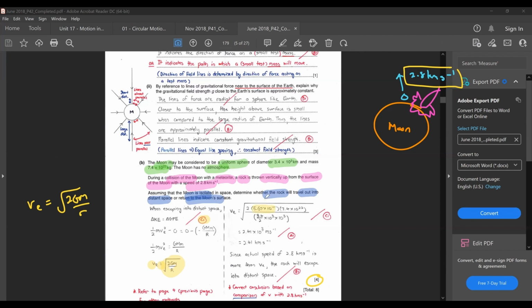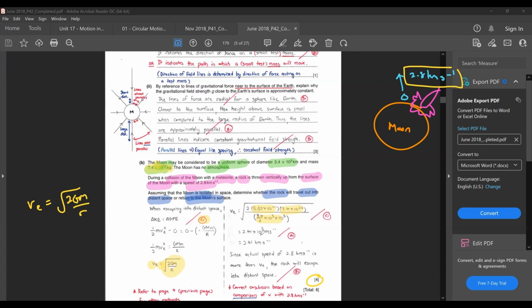G is 6.67 times 10 power minus 11. Your big M is the mass of your moon. Your R is the radius of your moon. But here you're given a diameter value. You need to divide by 2 to get the radius R. Okay, this is the radius. So you're given the value of diameter. Make sure you divide the diameter by 2 to get the radius. And then after that, this 10 power 3 here is you changing kilometer to meter. Okay, so just get all the values in.